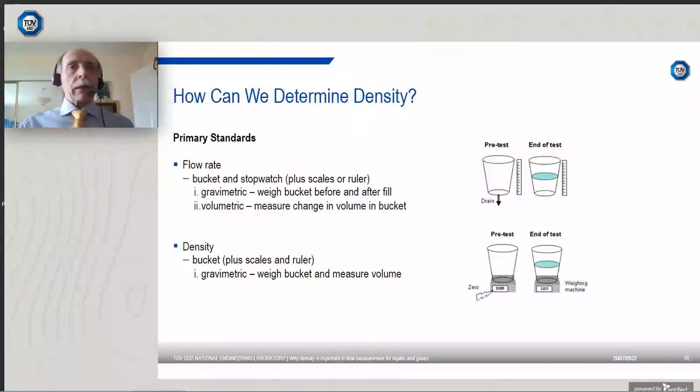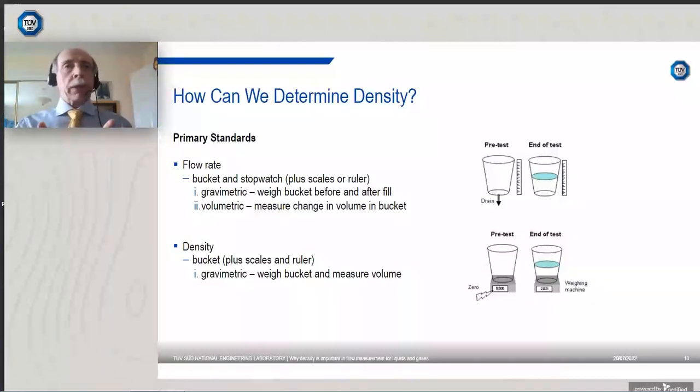Well, at a primary standard level, if we take a step back and think of flow, we can measure flow rate using a bucket and a stopwatch, plus scales and a ruler. If we want to do it by mass, gravimetrically, then we weigh the bucket before and after we fill it. And if we time how long it's taken us to fill it, we have a mass, we have a time, so we have a mass flow rate. We can do it volumetrically if we know the volume of the bucket, so we can measure the change in the volume of liquid in the bucket and again measure the time.